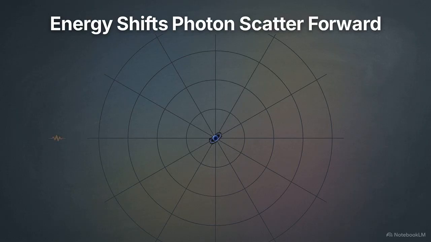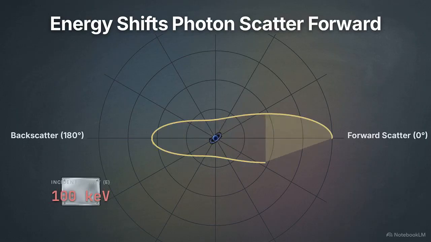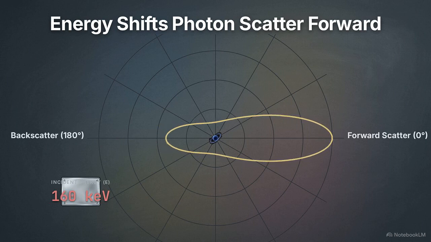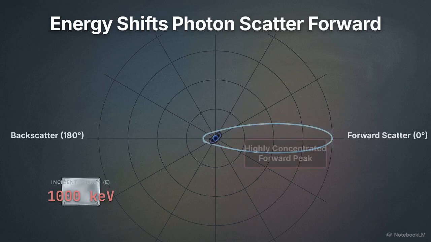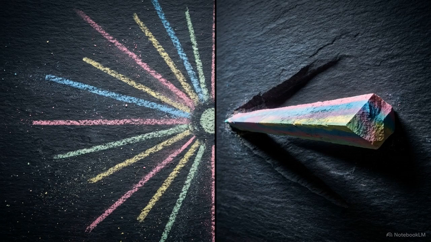At diagnostic energies below 511 keV, the formula reduces to the classical Thomson form, producing a broad, symmetric probability distribution. But at therapy energies around 1 MeV, the equation suppresses large angle backscatter, forcing a highly concentrated forward-peaked distribution. This shift from low-energy symmetric scatter to high-energy forward scatter is the governing dynamic of modern clinical radiology and oncology.